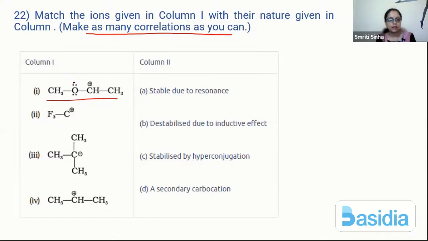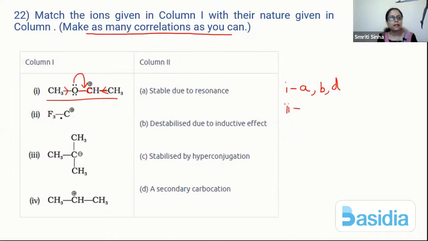So first you can see that here the stability can be due to resonance too, because this lone pair of electrons is in resonance with the carbon. So here first can match with A, that is stabilization due to resonance. It can even match with B because there is stabilization due to inductive effect also, and it can even match with D because this carbocation is of secondary nature. So these three are the answer for the first.